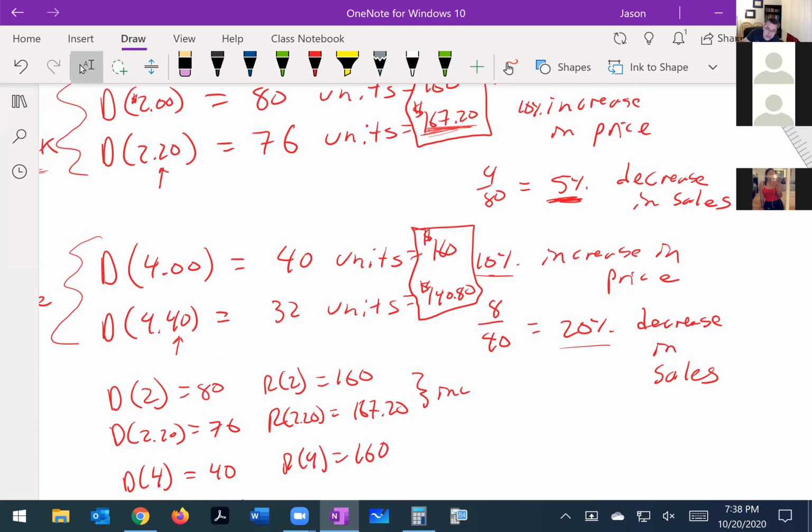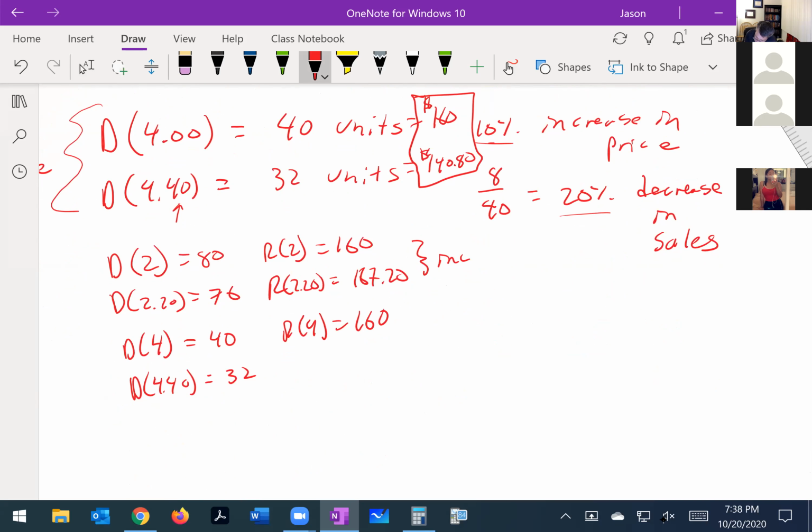the other 76. I'm charging 76 people an extra 20 cents, and that's going to make up for the four people that I lost. Whereas here, I'm only charging 32 people an extra 40 cents, and that is not going to make up for the 8 people that I lost because I already had half as many customers. So this is R of 4.40, which is 140.80. This is a decrease.